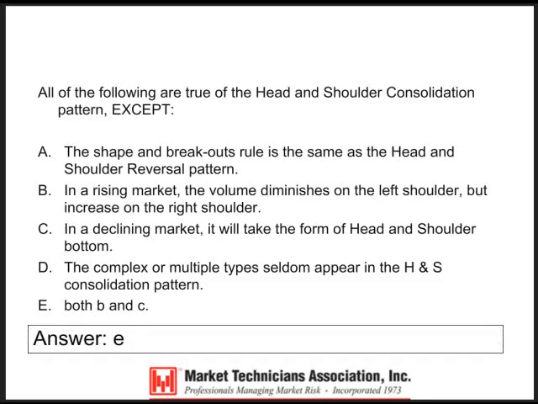So here, all of the following are true of the head and shoulders consolidation pattern, except, and that would be both B and C. When in a rising market, the volume diminishes on the left shoulder, but increases on the right shoulder. And then in a declining market, it will take the form of a head and shoulders bottom. Certainly not true.